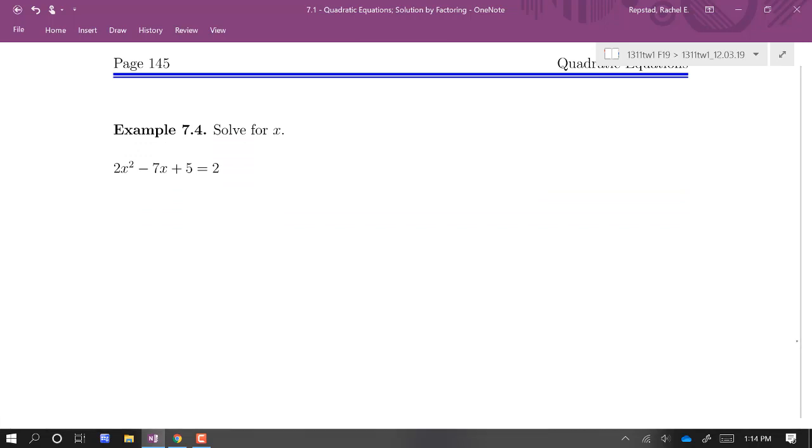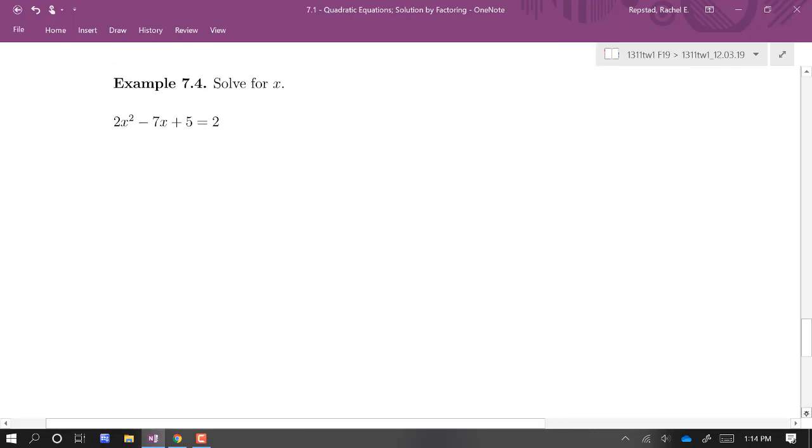All right. What do you notice about this problem? There's a 2 on the other side, and what do we want on the other side? 0. Yeah, so let's just start out by subtracting 2. All right, so we're not going to worry about factoring yet. The only time we're going to start worrying about factoring is if it's set equal to 0. So then we get 2x squared minus 7x plus 3 equals 0.